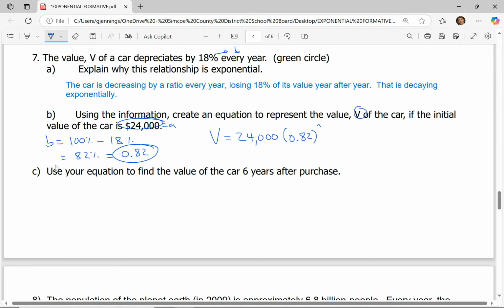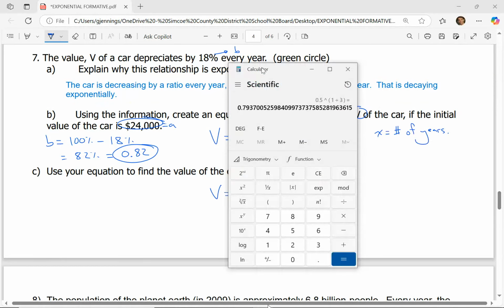Use your equation to find the value of the car. V equals 24,000 times 0.82 to the 6. Crunch it on a calculator. Times 0.82 raised to the power 6 equals, to the nearest cent, 7296.16 dollars.